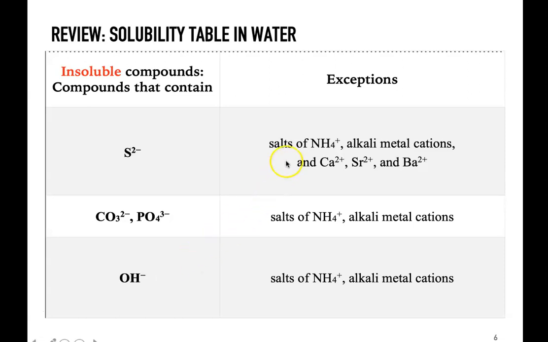There are exceptions. The ammonium ion and alkali metal cations, lithium, sodium, potassium cations. When this one is combining, it is always soluble. As you see here, these are all exceptions. For sulfide, there are also other exceptions. Alkaline earth metal cations are also an exception. Calcium sulfide, strontium, and barium sulfide are also soluble and an exception to this insoluble general rule.